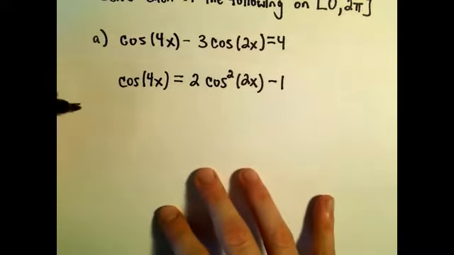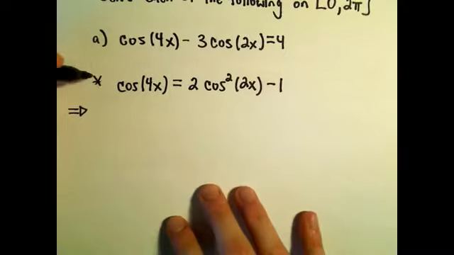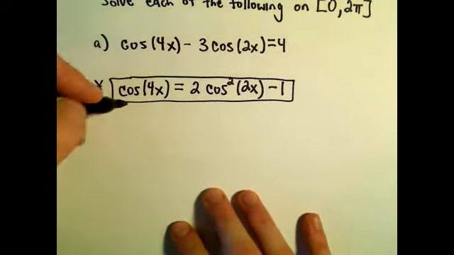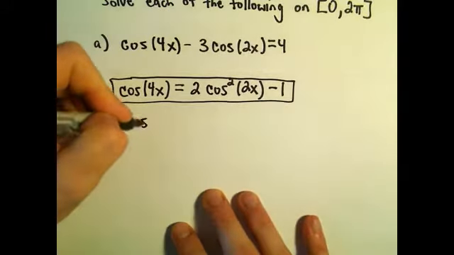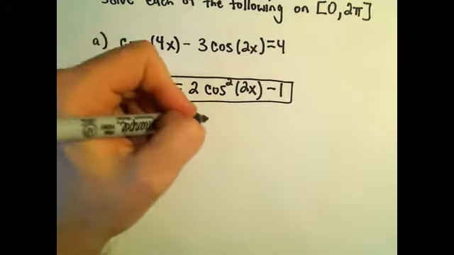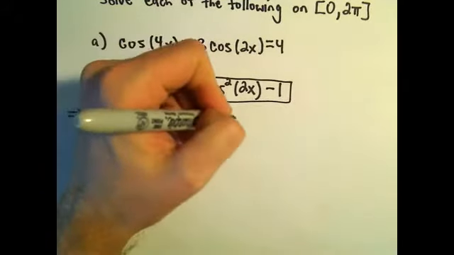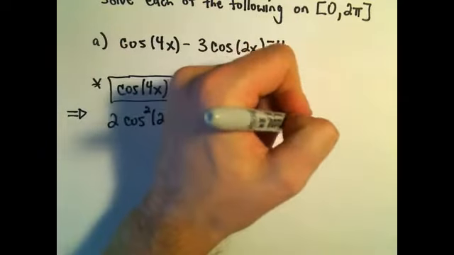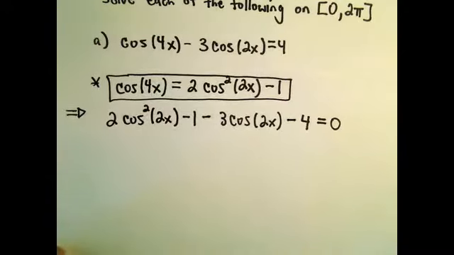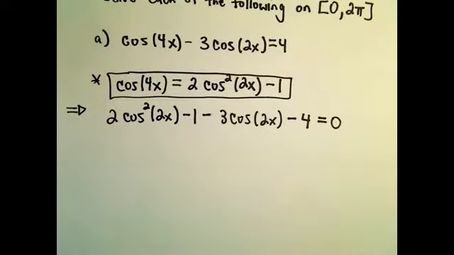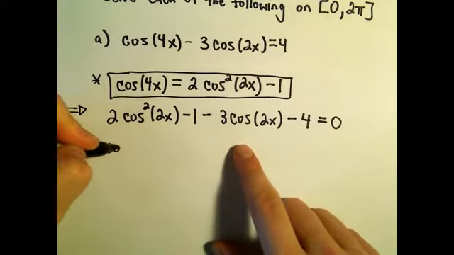So here's our identity that we're using. It says cosine of 4x, I'm going to write 2 cosine squared of 2x minus 1. And then we still have our minus 3 cosine of 2x. What I'm going to do is subtract the 4 over to the left side as well. Because in general, to solve a lot of equations, what you simply try to do is make one side 0 and factor. So hopefully this will factor somewhat nicely.